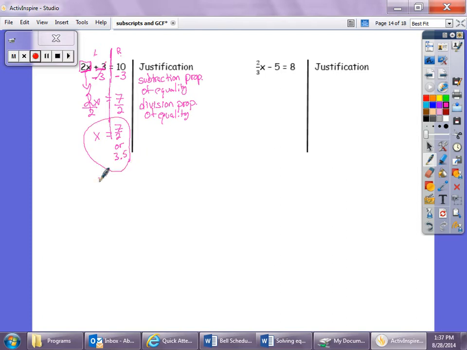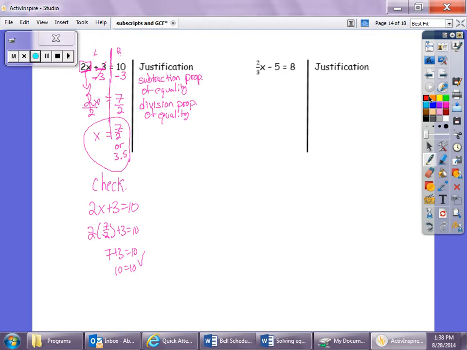And once again, we can check that this answer is correct. So our check step: we have 2x plus 3 equals 10. Well, we plug this back in. 2 times 7 over 2 plus 3 equals 10. These 2's cancel out. So 7 plus 3 equals 10, and 10 is equal to 10. So it checks out to be correct.